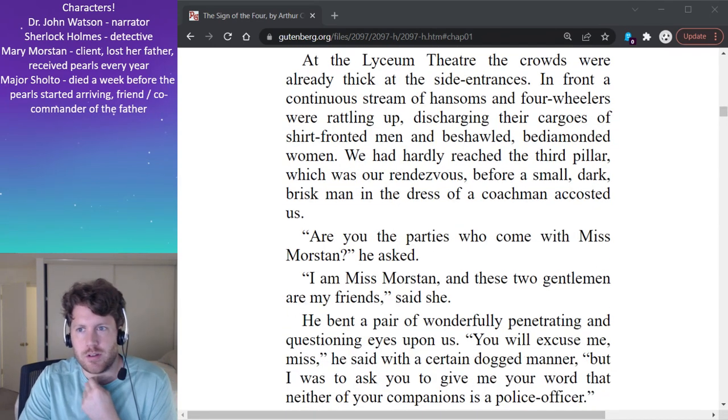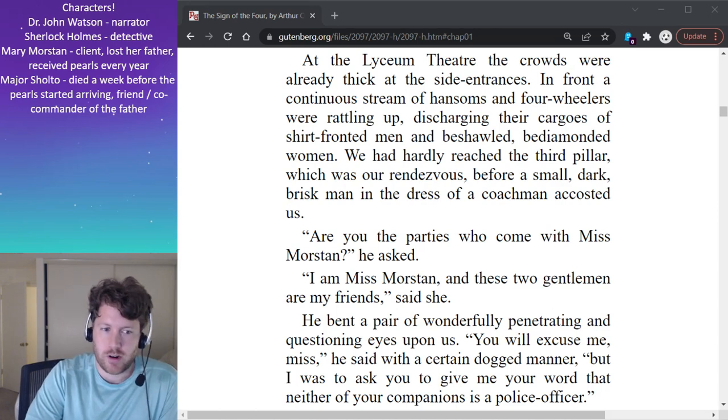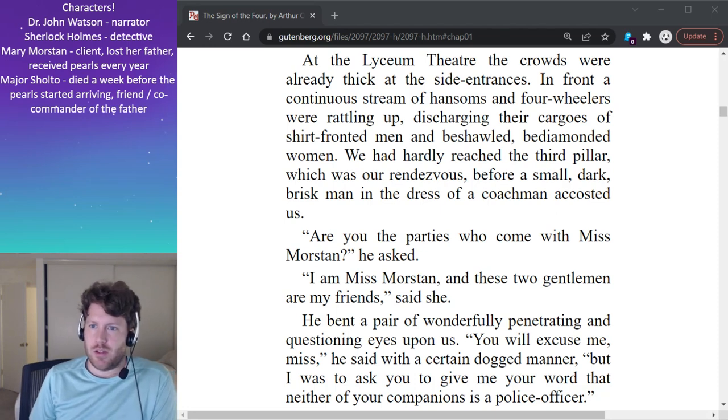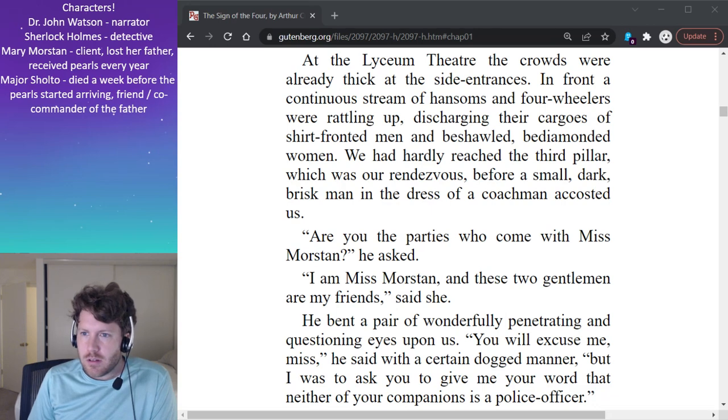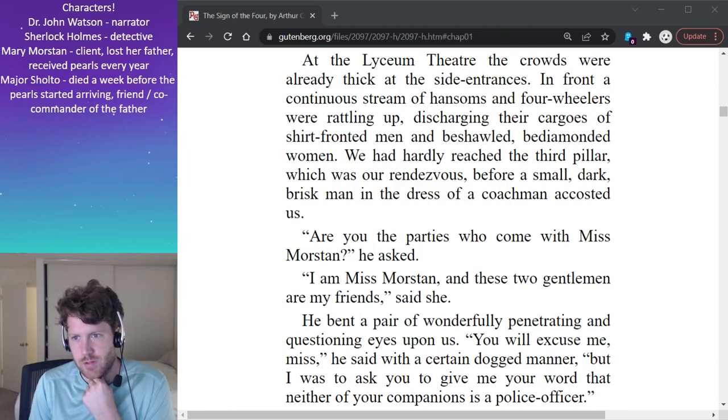At the Lyceum Theatre, which is where they're meeting the writer, the crowds were already thick at the side entrances. In front, a continuous stream of hansoms and four-wheelers were rattling up, discharging their cargoes of shirt-fronted men and beshawled, bediamonded women. We had hardly reached the third pillar, which was our rendezvous, before a small, dark, brisk man in the dress of a coachman accosted us.